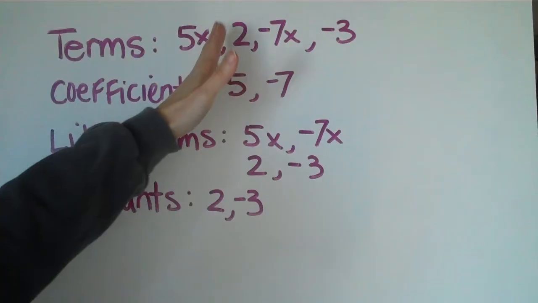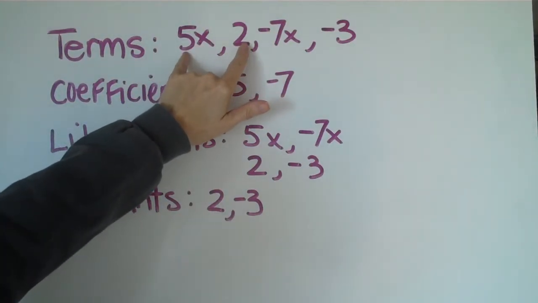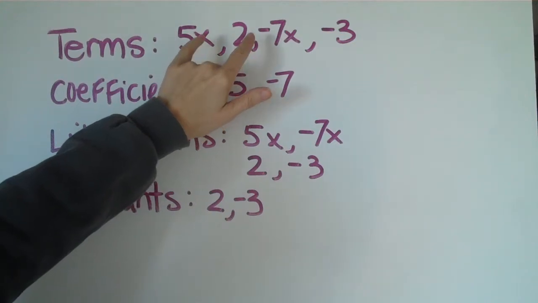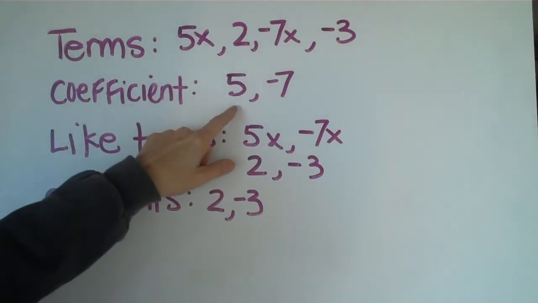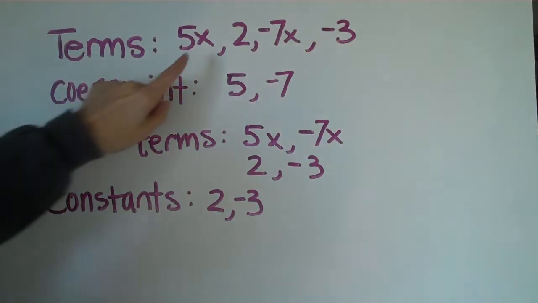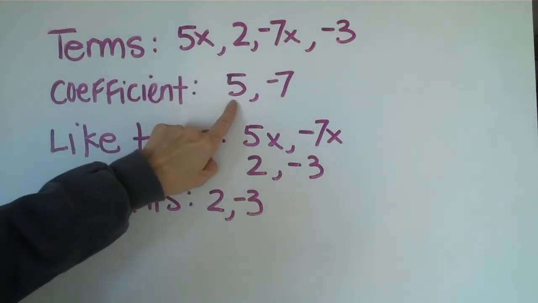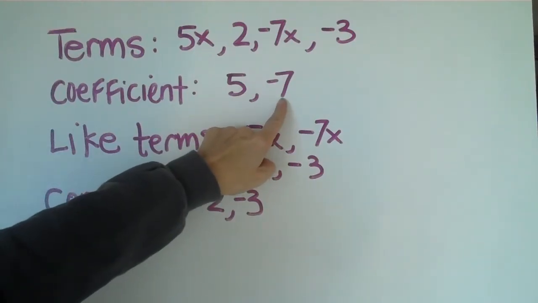These are the things on the other side of the operation. You might see 5x plus 2. Well, anything in between the operations would be considered a term. And we'll talk about that in a second. You'll see an example. The coefficient would be anything in front of the variable. Like 5x, the coefficient would be 5. Negative 7x, the coefficient would be negative 7.